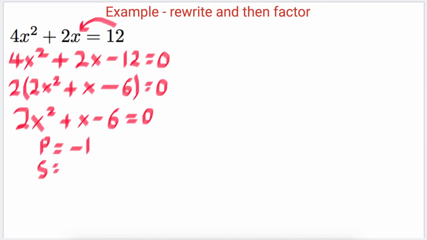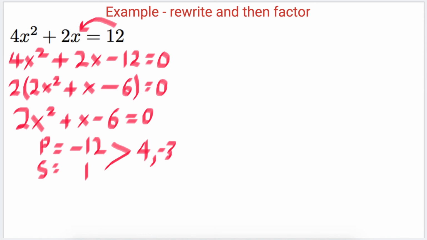2 times negative 6 is negative 12. And then the sum is the coefficient of the middle term. The middle term here has an invisible 1. So now we need two numbers such that if we multiply them, we get negative 12, and if we add those two numbers, we get positive 1. Those two numbers are 4 and negative 3.